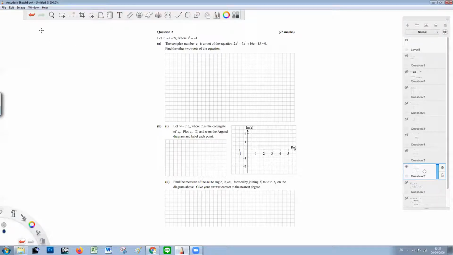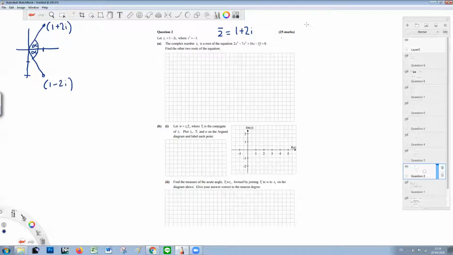So if I have a graph like this, and my first point is z1, 1 minus 2i. So if I go out 1 and then minus 2, that's my point 1 minus 2i. Now, I'm also going to have a point here, and the angle between them is going to be the same. So that's alpha. And this is going to be 1 plus 2i. So that's going to be one of my other roots. So I'm going to say z hat is equal to 1 plus 2i. Now it's asking me to find a third root.